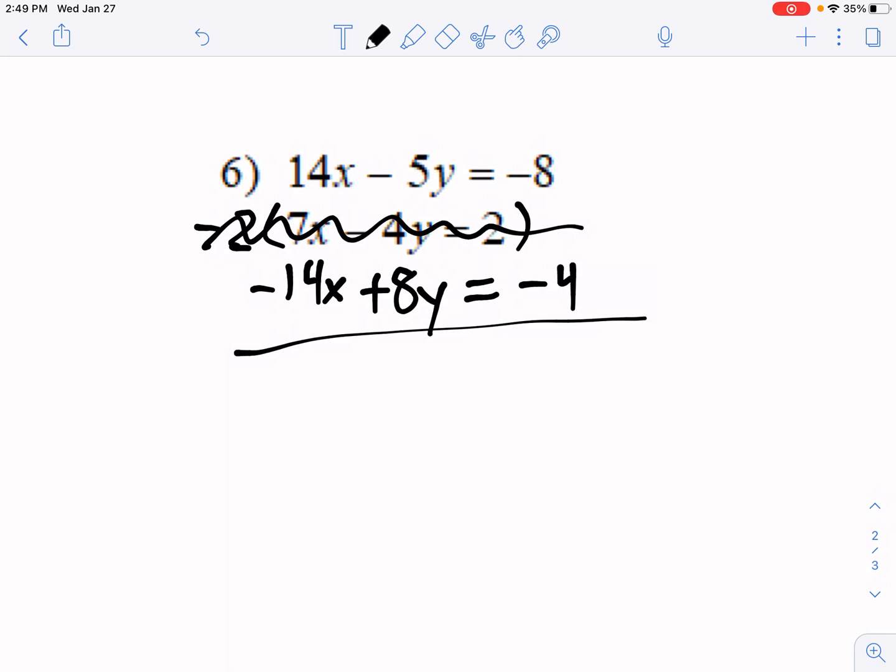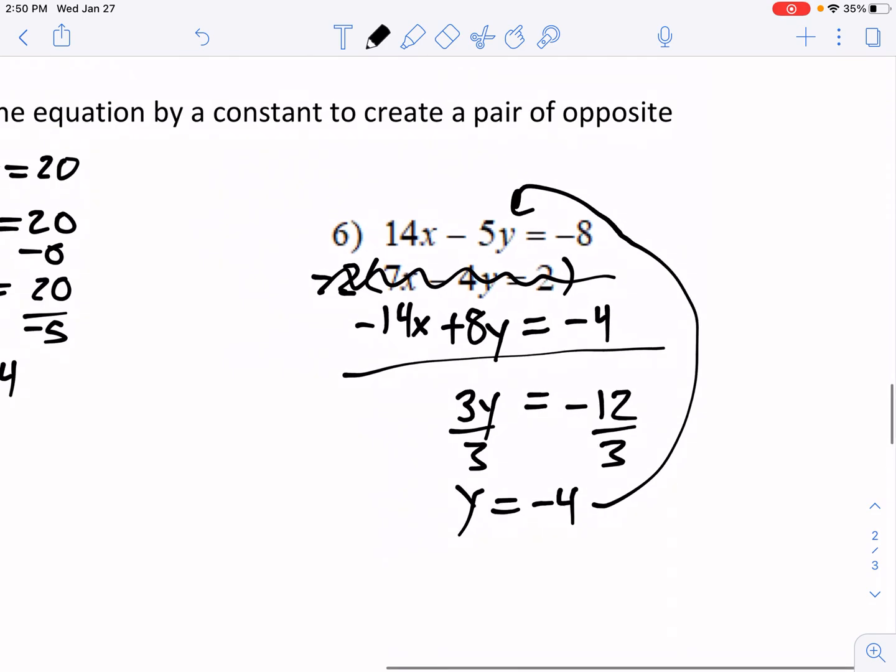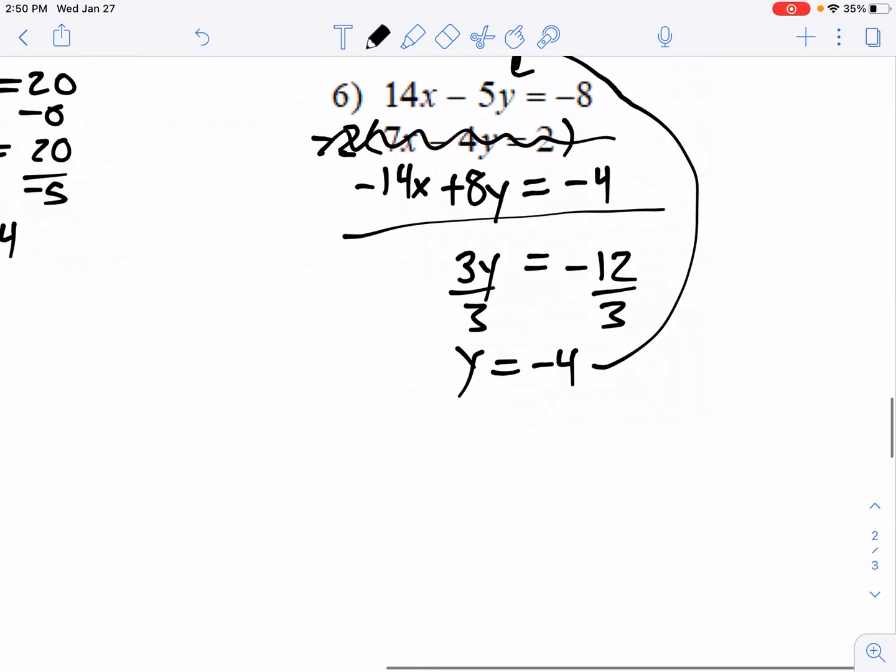Well, 14x plus a negative 14x, those guys cancel out. Negative 5y plus 8y gives us 3y. And negative 8 plus negative 4, same sign, add and keep the sign, which is negative, and we get negative 12. Divide by our coefficient here, and we get y equals negative 4. Okay? Last step we need here is plug it back in. Well, let's plug it back into the one that we didn't scratch out, and let's plug it back in for our y. Okay? I'm kind of running out of room, so I'll write it below.